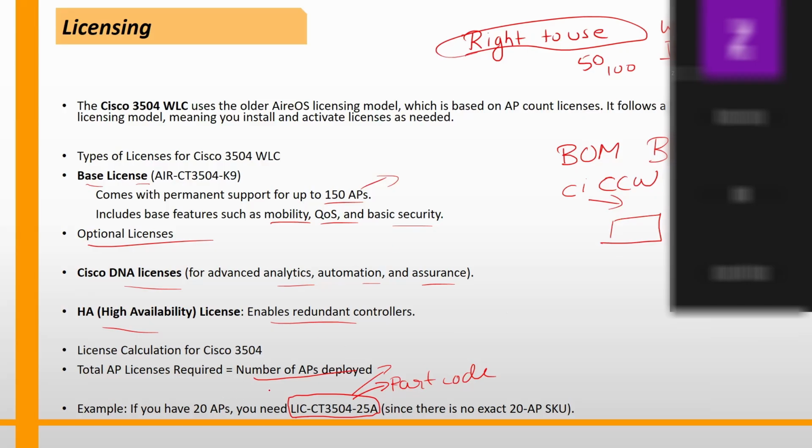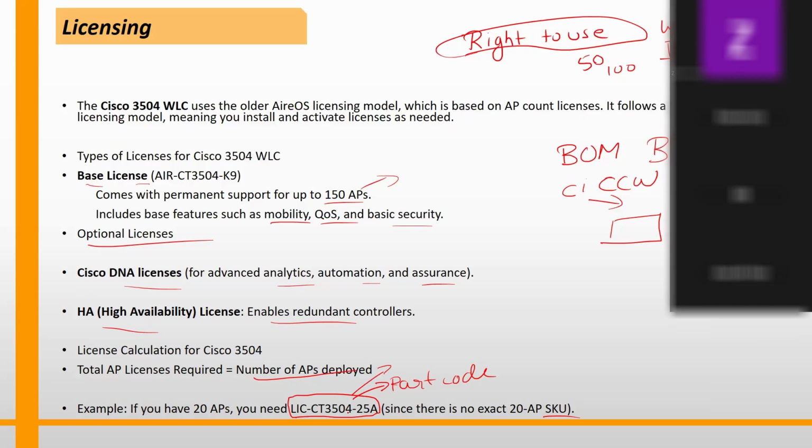This particular part code is of 25A, that is nothing but it supports 25 APs. But your requirement is 20, and there is no part code available for 20. So you have to purchase a 25 license. That is how it was, since there is no exact 20 AP SKU. The SKU is not there for 20, but 25. So that's how the licensing was done in 3504.